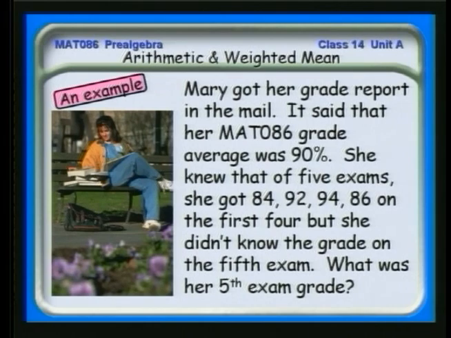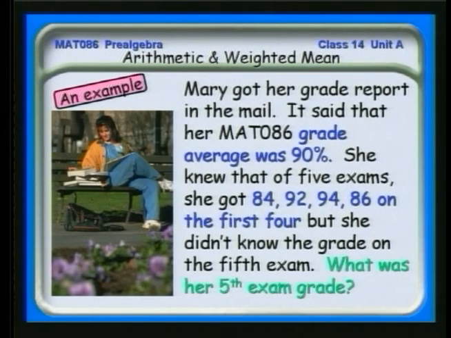Let's look at another problem that uses averages. Mary got her grade report in the mail. It said that her Math 86 grade, why did I keep picking that example, was 90%, which means she would probably get an A. She knew that out of 5 exams, she got an 84, 92, 94, and an 86 on the first 4, but she didn't know the grade on her 5th exam. And we would like to know what that was.